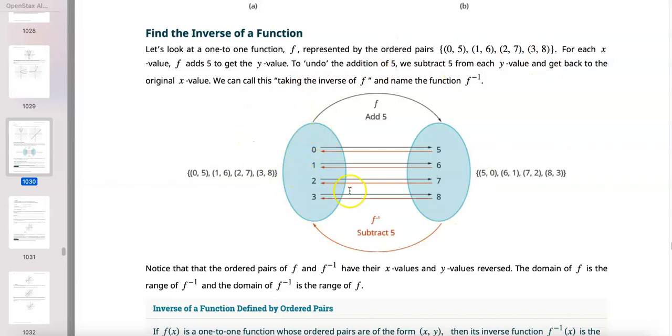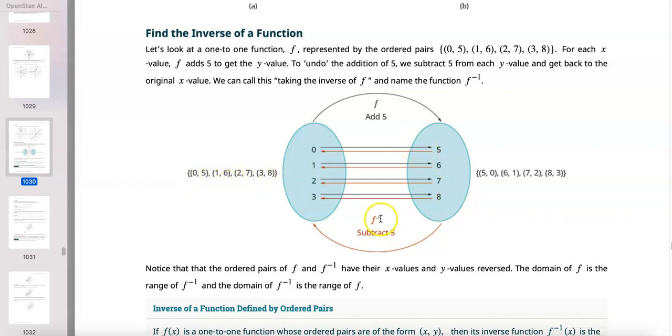So in this left oval, what are listed here are the first elements, 0, 1, 2, and 3. This is called the domain. And then over here, the second elements, the range values, 5, 6, 7, and 8 are listed. And then the f function is going to map 0 to 5, 1 to 6, 2 to 7, and 3 to 8. So the f function is right here, 0, 5, 1, 6, 2, 7, 3, 8.